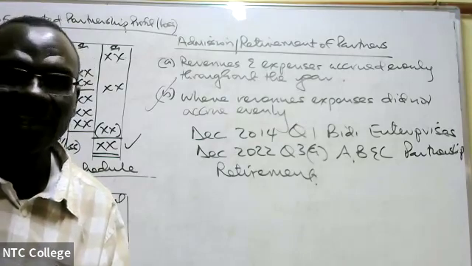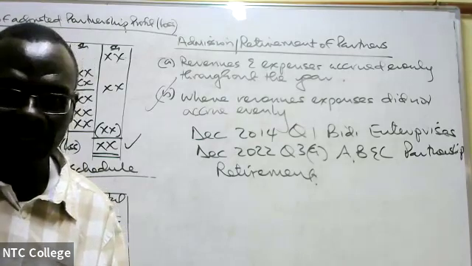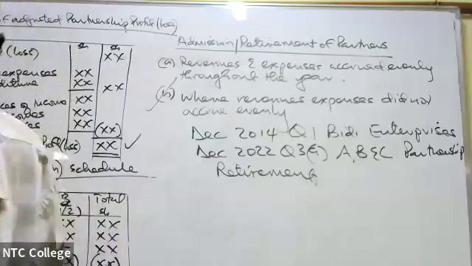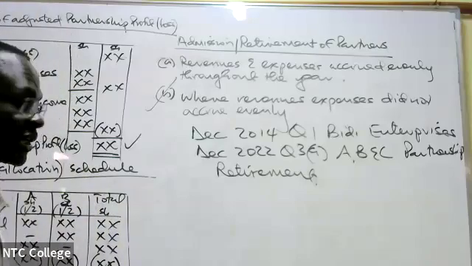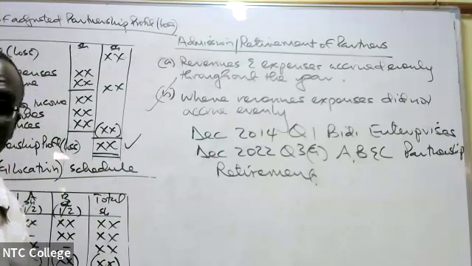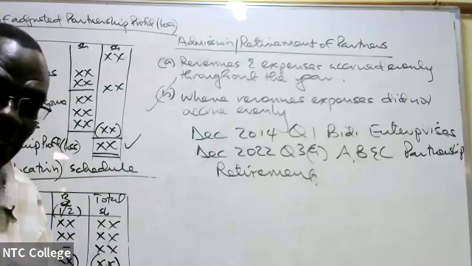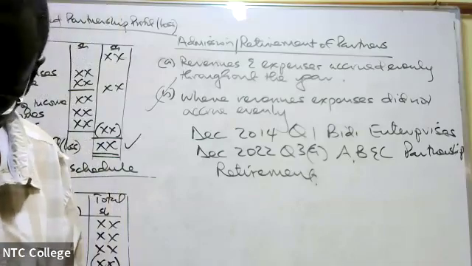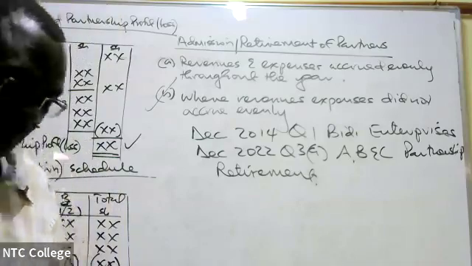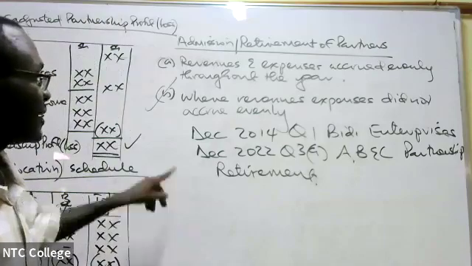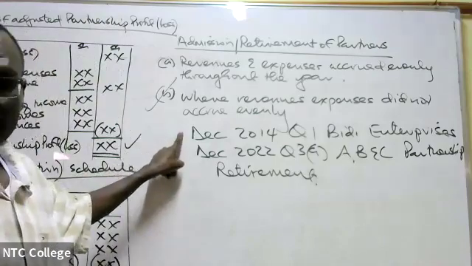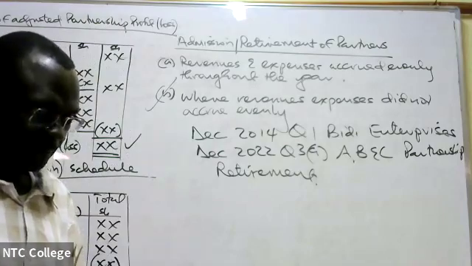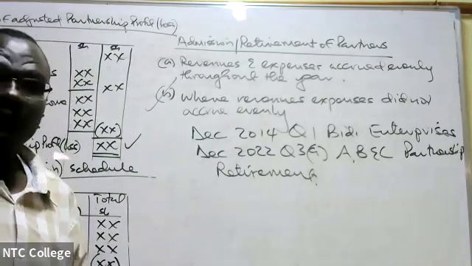I'll answer part A. It has A and B. A is theory. Theory is important at this level. I've already explained to you earlier. So I'll start by answering part A. What you've received is December 2014, question 1. So A says this, explain the meaning of tax planning.